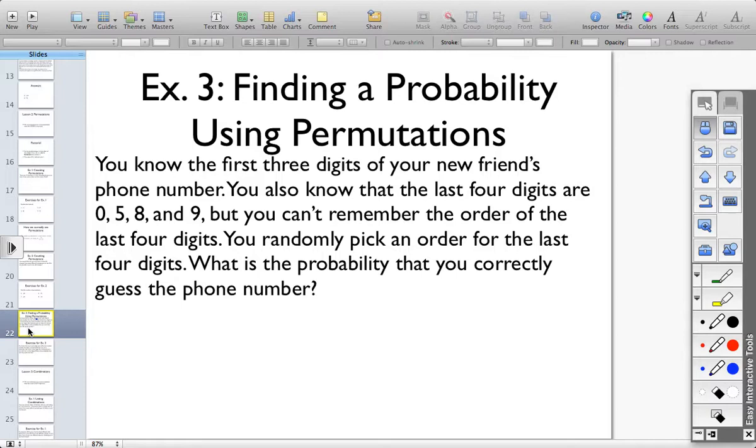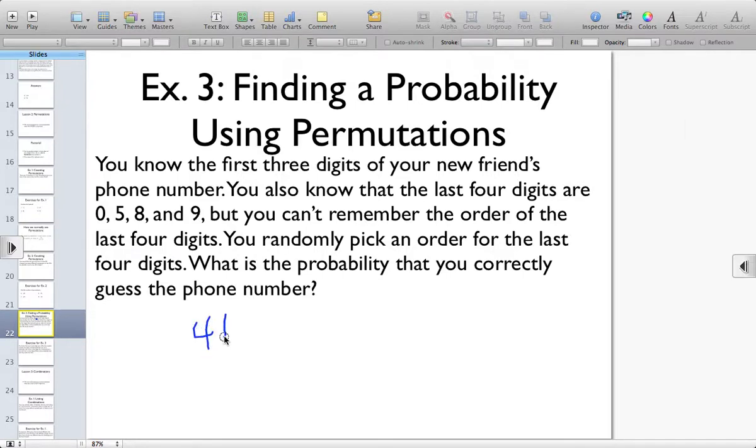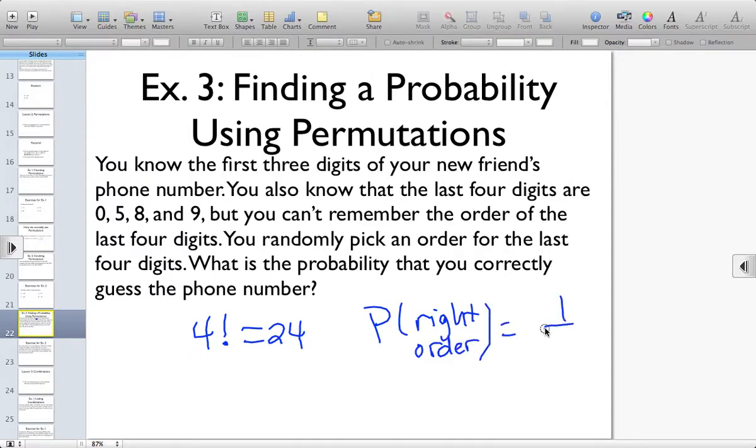We all know that when we're dialing a phone number, the order is important. Well, we have 4 possibilities for our last 4 digits. So the factorial is 4 factorial, which equals 24. So what's the probability that we get the right order? Well, there's only one right order out of all those possibilities. So our probability is 1/24.